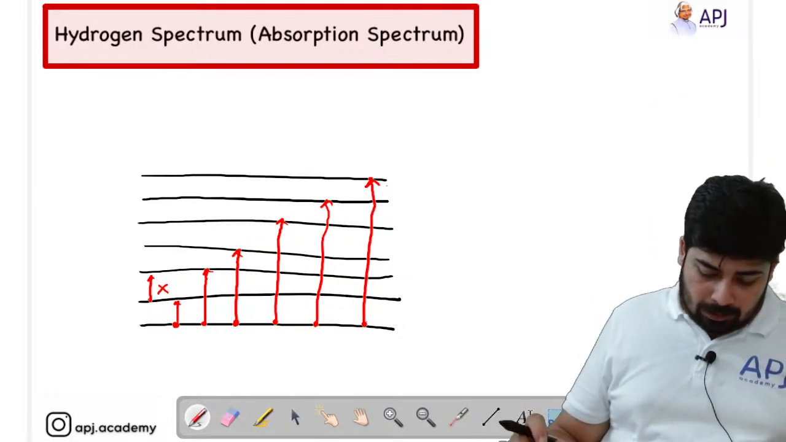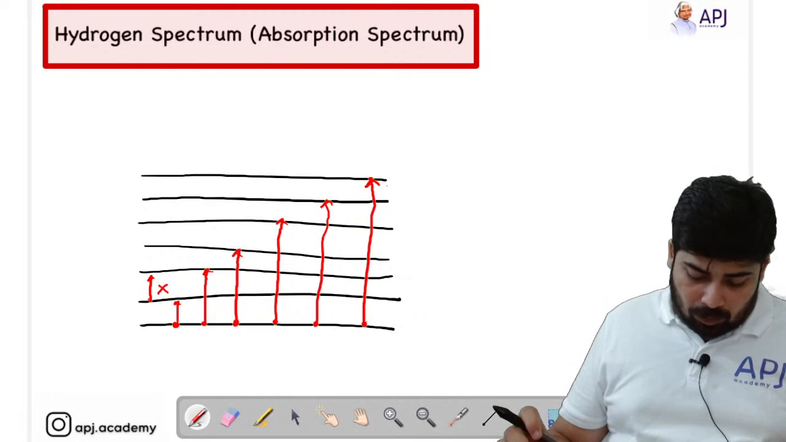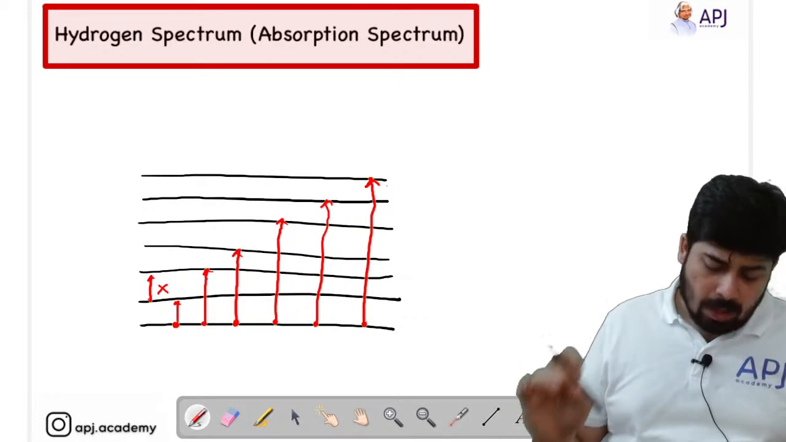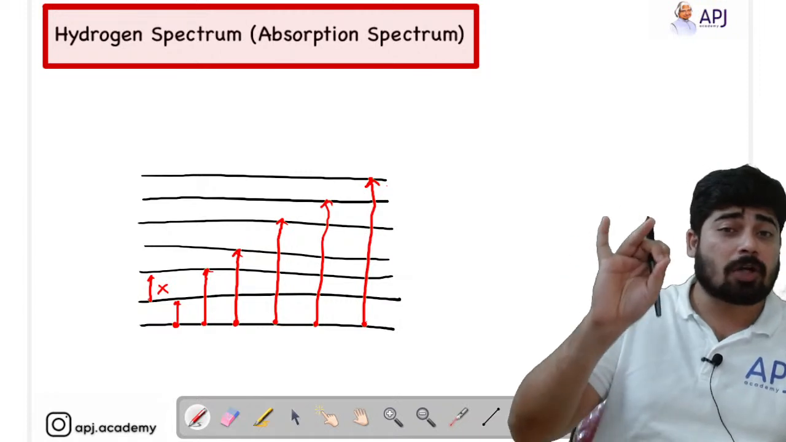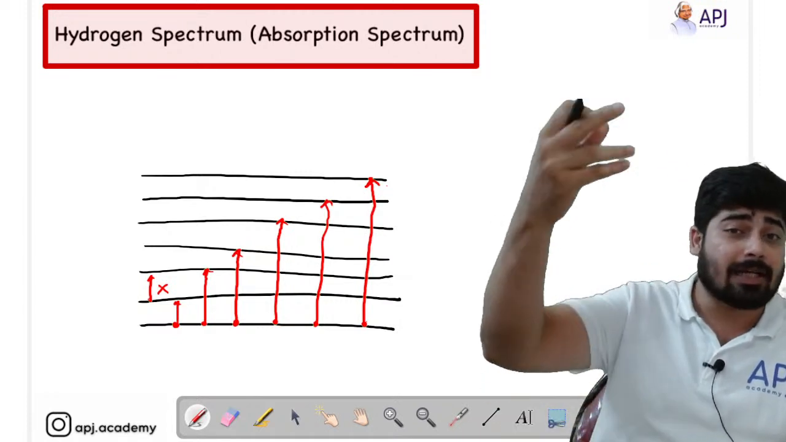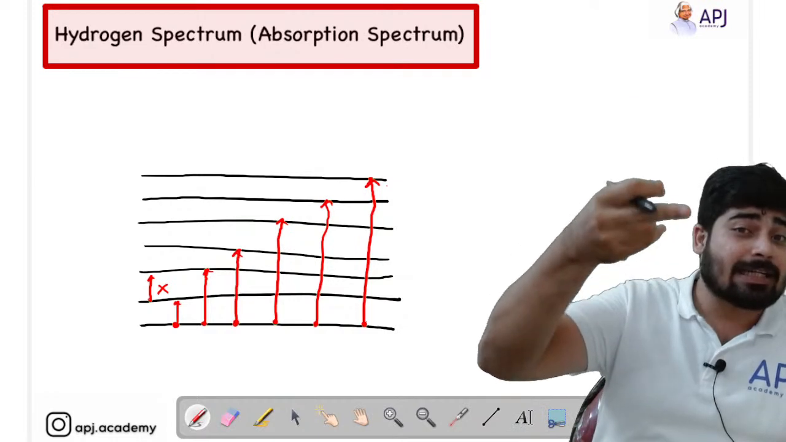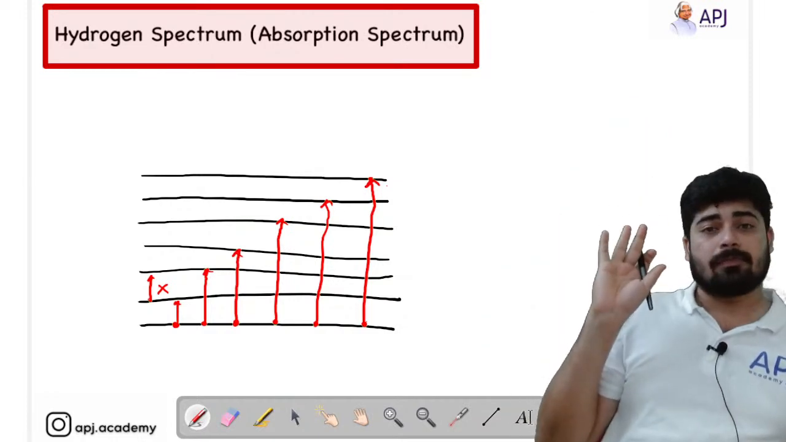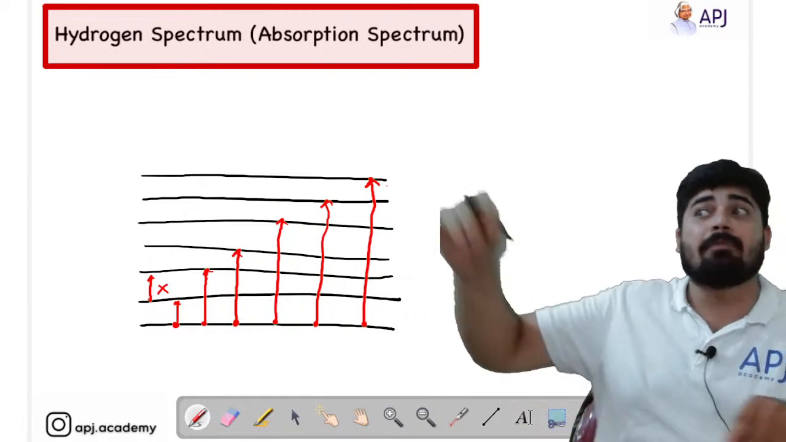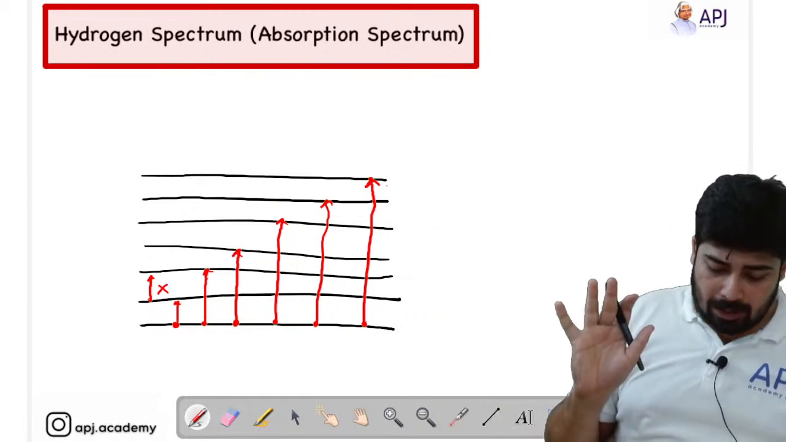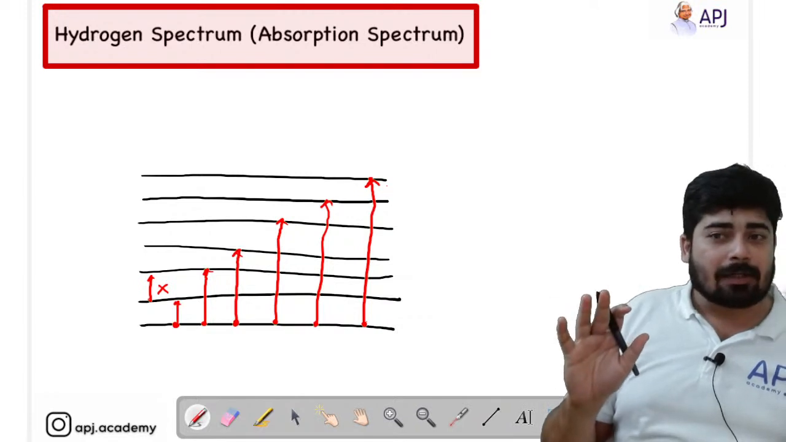Okay. So after excitation, will the electron move to another shell? No, that's what I have told. After excitation, it does not move to another shell by absorbing, but it can come back to a lower shell. If it is coming back, then it is not the absorption spectrum, it is the emission spectrum. Okay, hope that is clear.